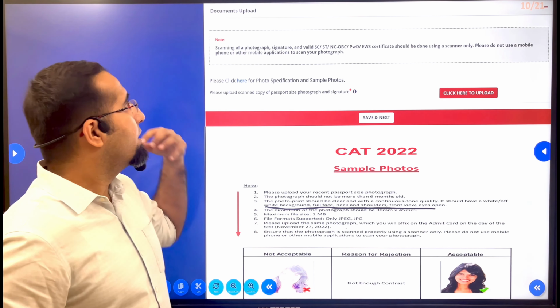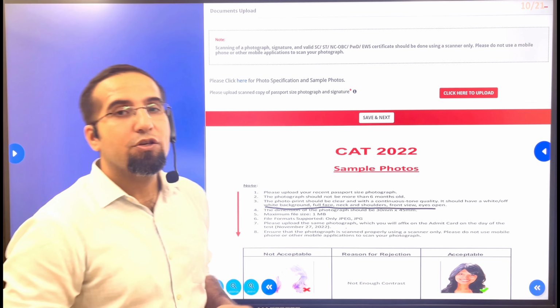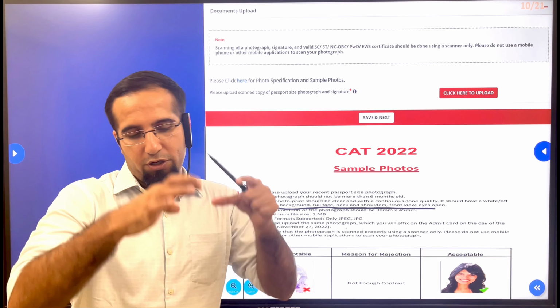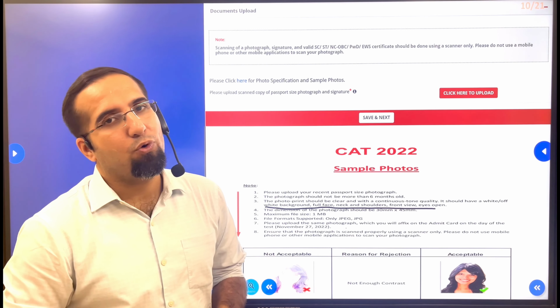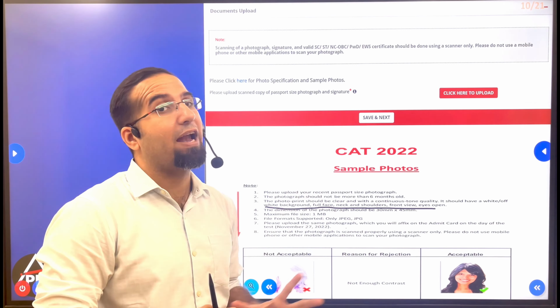The same thing applies to the signature as well. Your signature size has also been mentioned, so please ensure that you take a proper signature, a proper photo, and upload the scanned documents of your photograph and signature. This is for general category students.